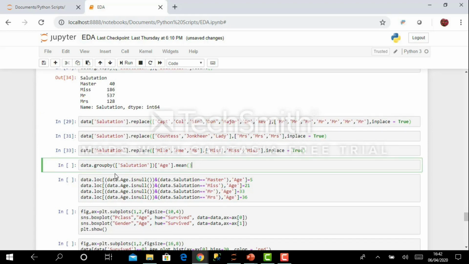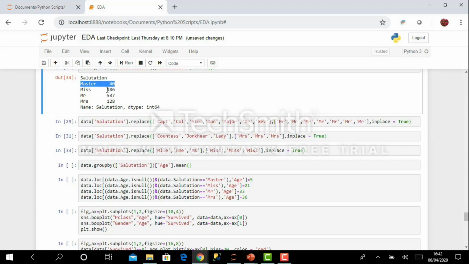Now, based on salutation, I am calculating the mean of age. Actually, for these 40 records, I am taking the mean of the age. For these 186 records, I am taking the mean of the age for this and this.